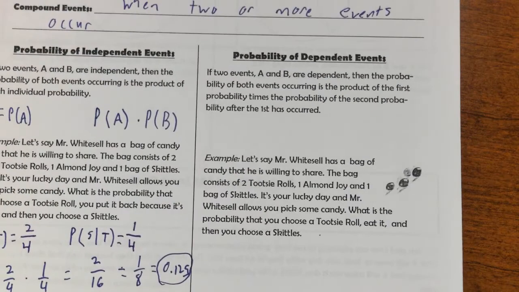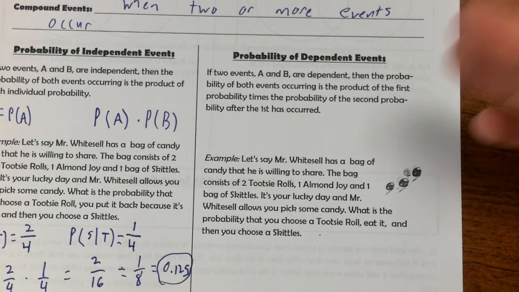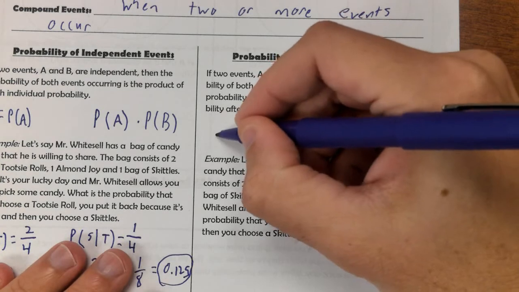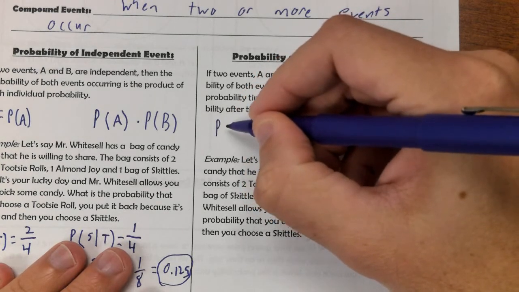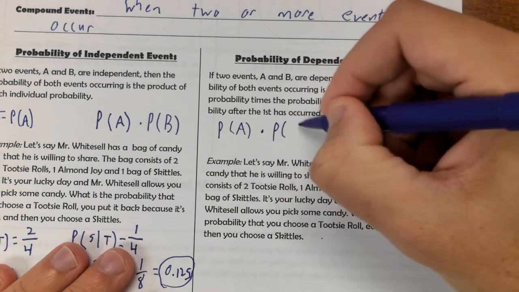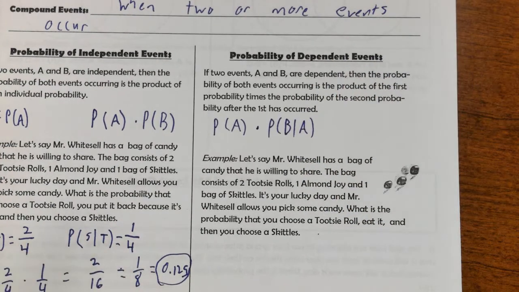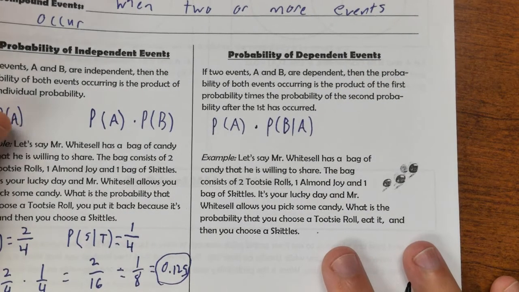All right, now let's take a look at some dependent scenarios. For dependent scenarios, the way that we would calculate this is the probability of both events occurring is the product of the first probability times the probability that the second scenario happens after the first has occurred. So really, it would be the probability of A, if A occurs first, times the probability that B then occurs now that we know that A has occurred. Right. If you're finding that confusing, hopefully this scenario should help you out a little bit.